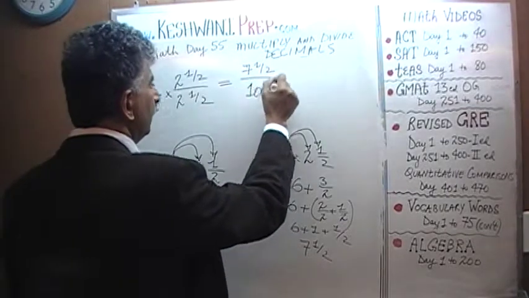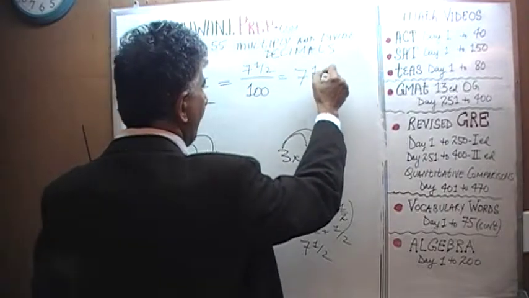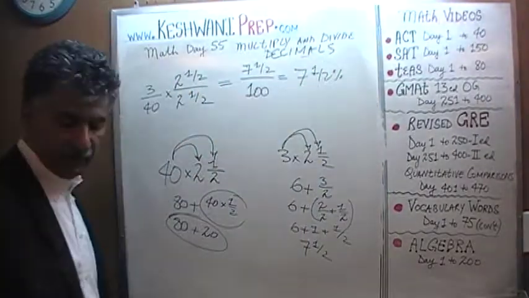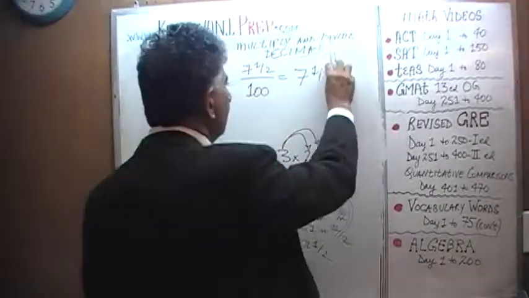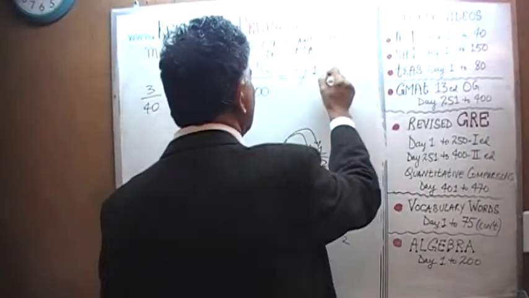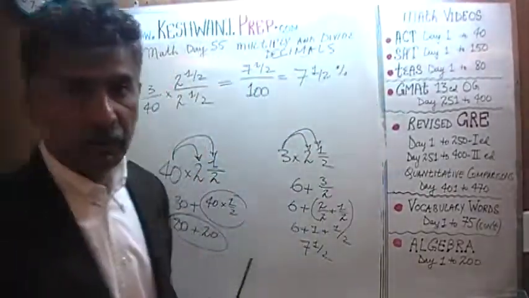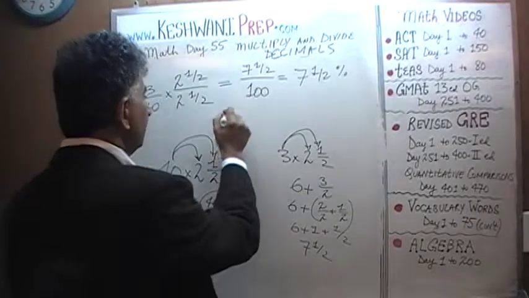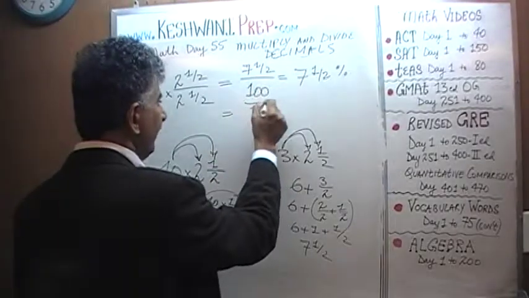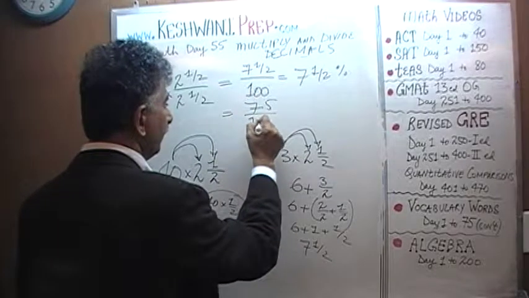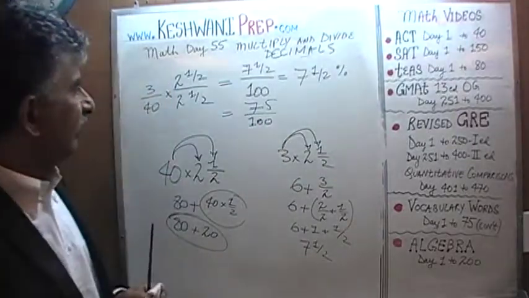So we end up with 7.5/100, which is the same as 7.5%, if you want to write that as a percent. Or if you want to write that as a decimal, it is 7.5/100.